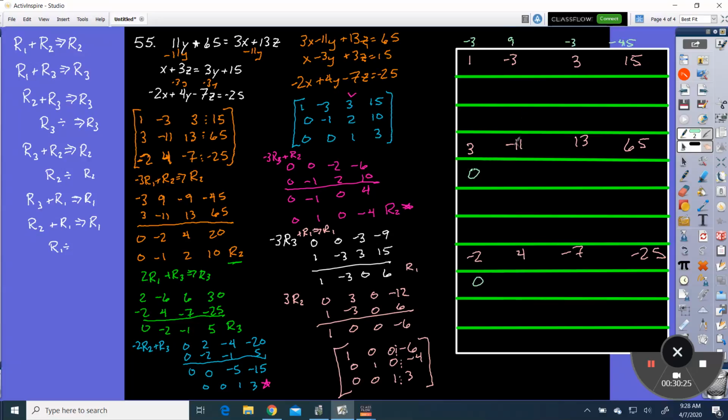Okay. 9 minus 11 is -2. -3 plus 13 is 10. 65 minus 45 is 20. Okay, so now I'm going to scribble those out. Multiply this all by 2 because that's a -2. So that makes 2, -6, 6, and 30. So 2 and -2 is 0, -6 and 4 is -2, 6 and -7 is -1, 30 minus 25 is 5.